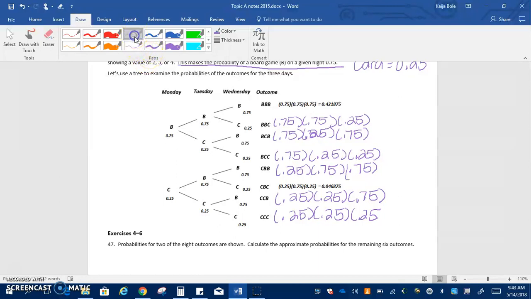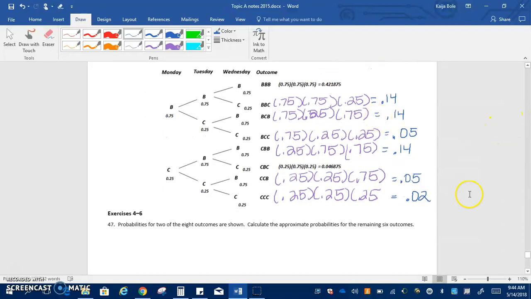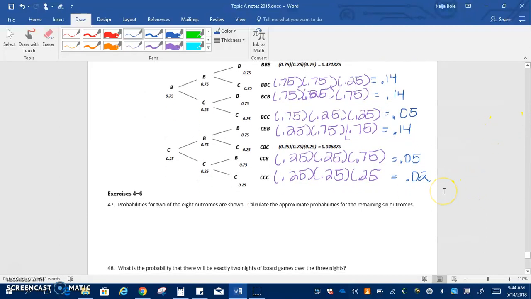Okay, so what I want you to do right now is to pause, calculate these yourself, and you can go ahead and round them to the nearest hundredth, and then unpause and check your answers on the screen. Alrighty, welcome back. So you should have these probabilities listed, and now we're going to use them to answer the questions. So probabilities for 2 of the 8 outcomes are shown. We calculated those. That was the first question.